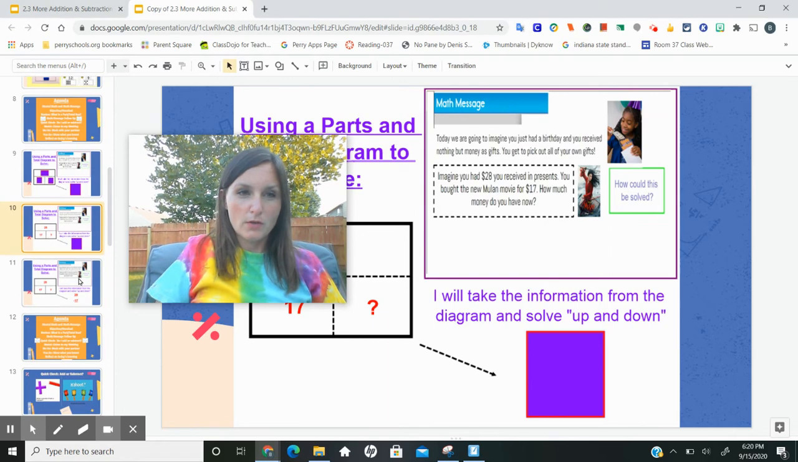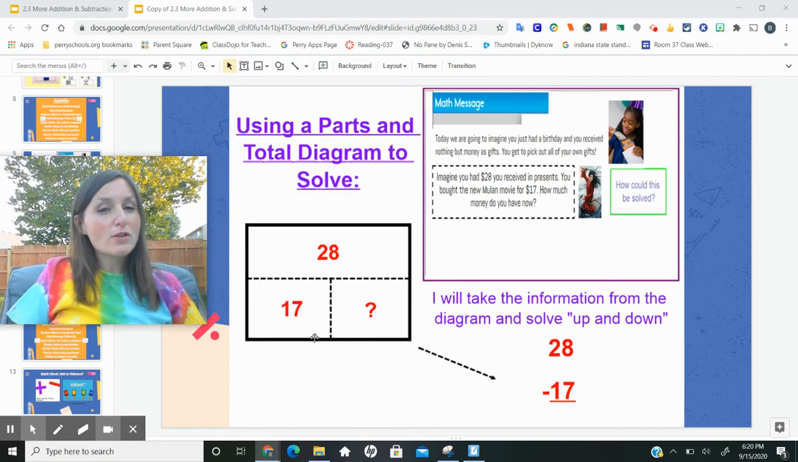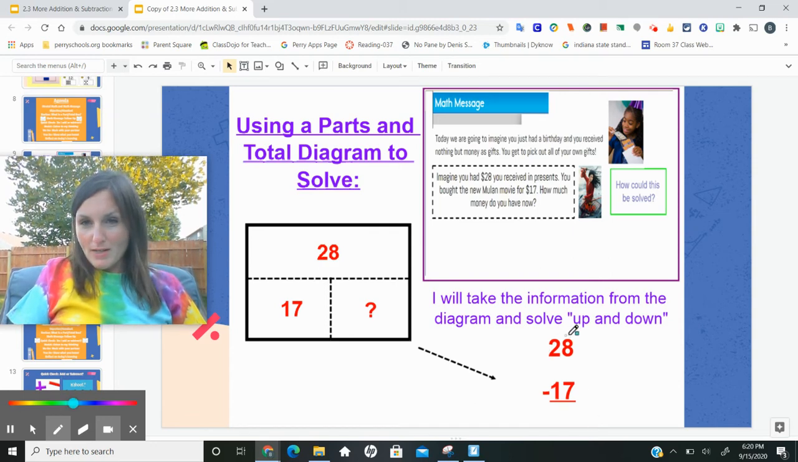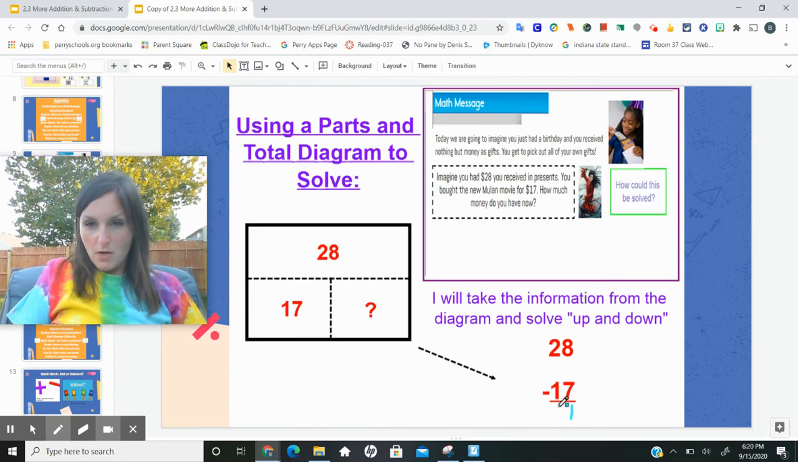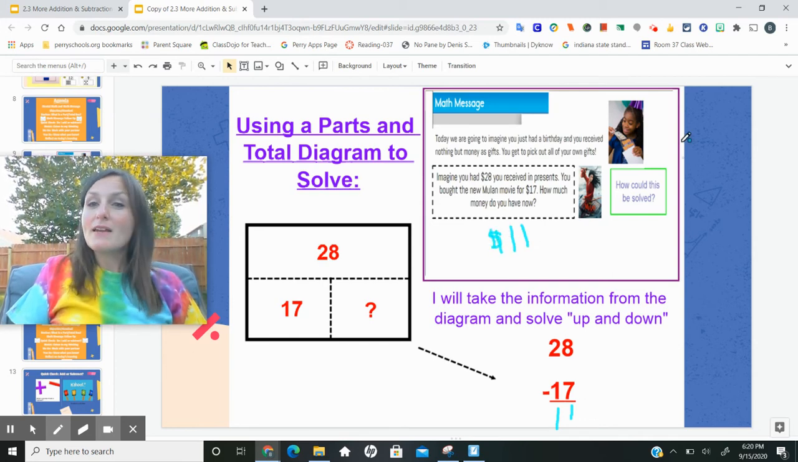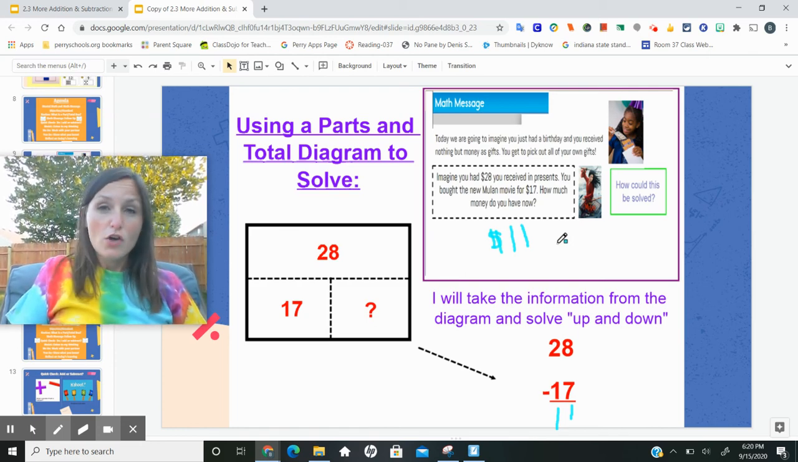I'm going to look at this one, and now I've taken what I've learned here, and I'm actually going to subtract it. I'm going to solve it. So 28 minus 17. So 8 minus 7, that's 1. 2 minus 1, that's 1. So for your math message today, you should have said that you have $11 left. Again, that might not be how you solved it this morning, but this is how we want to try to work on it today for the lesson, using that part-total diagram to help.